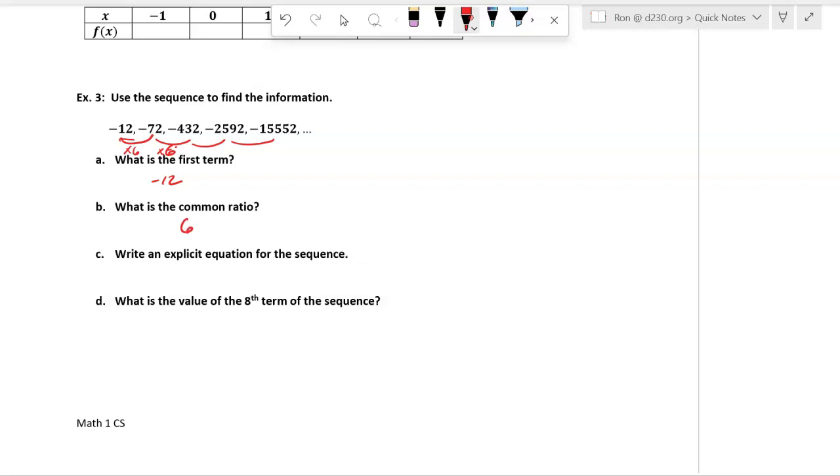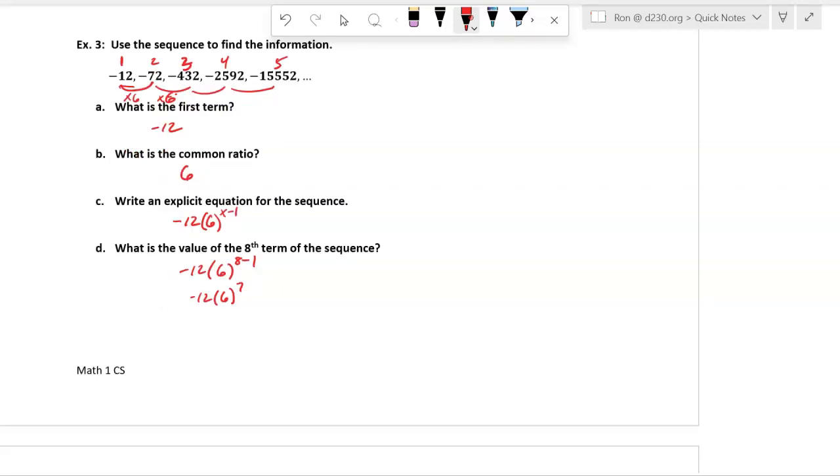Now, remember, every sequence starts with the first term, second term, third term, fourth, and fifth. So my explicit rule is my first term, negative 12, times, what's my common ratio? 6. Because I'm starting with the first term, I have to raise this to the x minus 1.